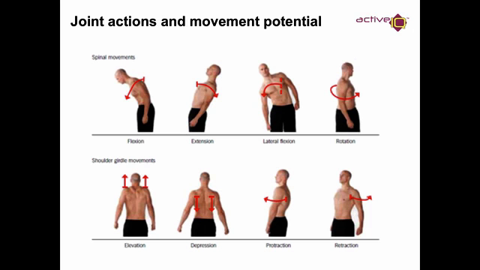We have also from the spine, lateral flexion, and we have rotation. So lateral flexion is that trunk movement when we're moving from side to side, as you can see there. And rotation is when the body stays upright and then we twist. That's rotation. Let's have a look at the shoulder girdle a little bit more.